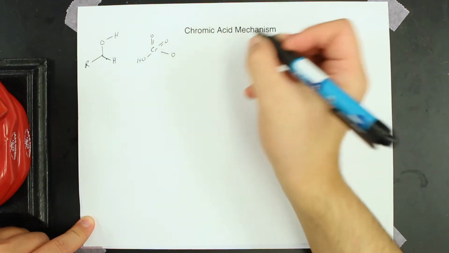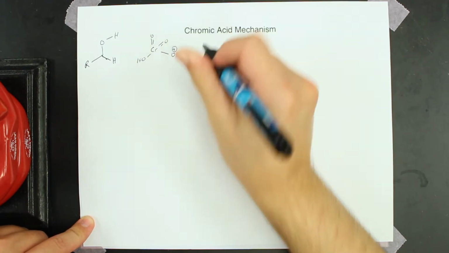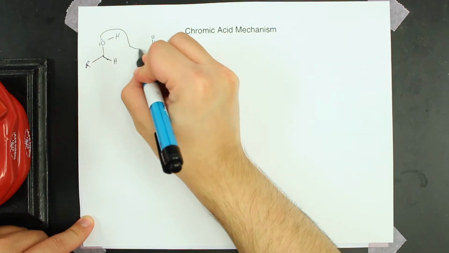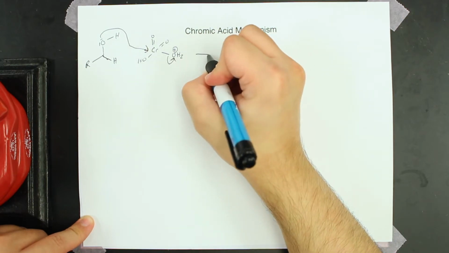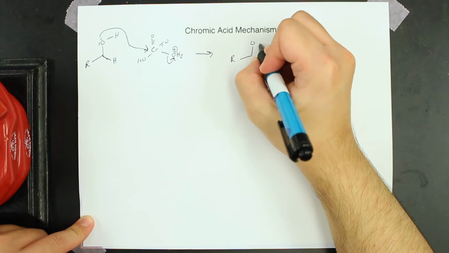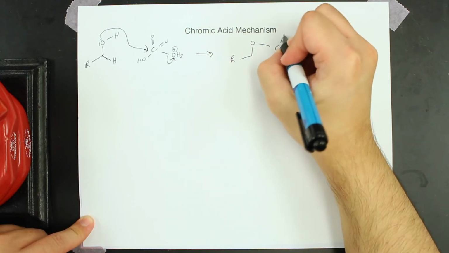Now in solution, because it's very acidic, it's likely that this OH group will be protonated. So now we have a good leaving group. So what can happen is this alcohol will attack the chromium, just like that, and then the water will leave. Okay. Now we generate this product. So now the chromium is bonded to this oxygen.